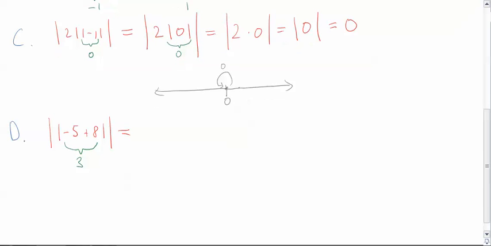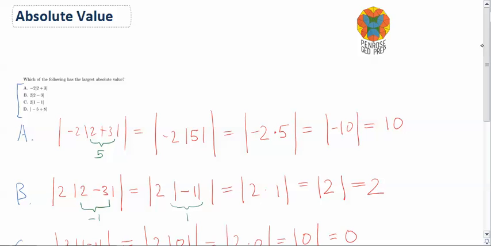And so what we really have to find is the absolute value of 3. Well, the absolute value of 3 is just 3. So we have the absolute value of 3 left over. And again, the absolute value of 3 is just 3. And so what we figured out is that our answers to parts A, B, C, and D are 10, 2, 0, and 3. And the biggest of these is 10. And so our answer is A.